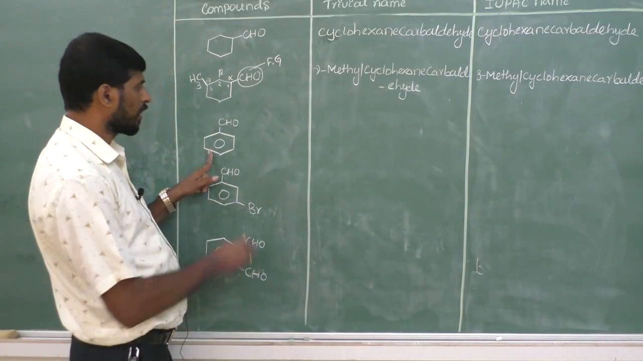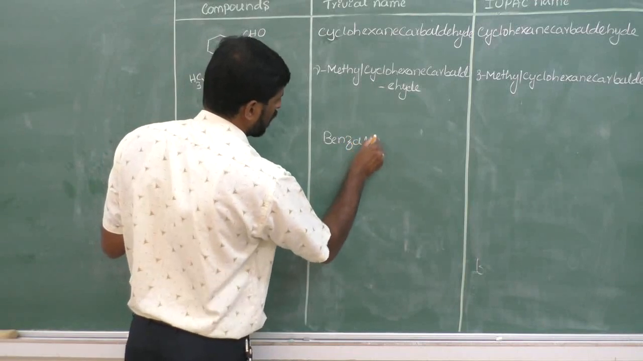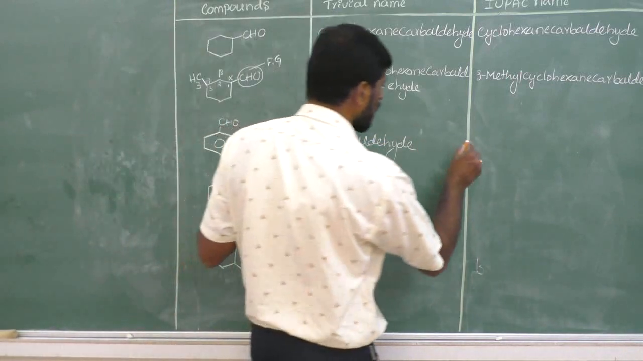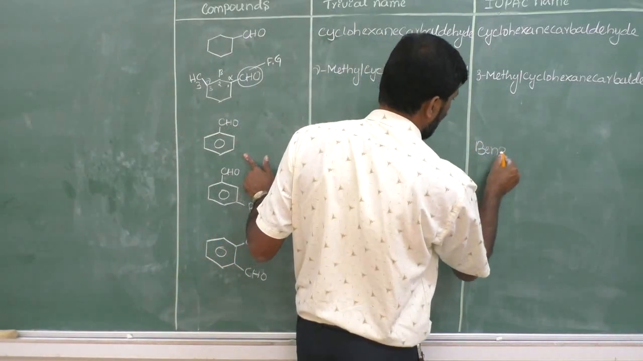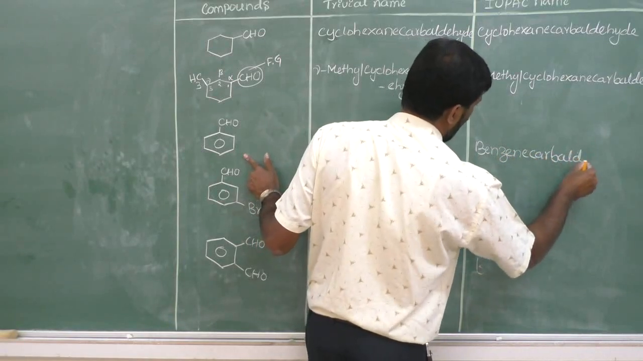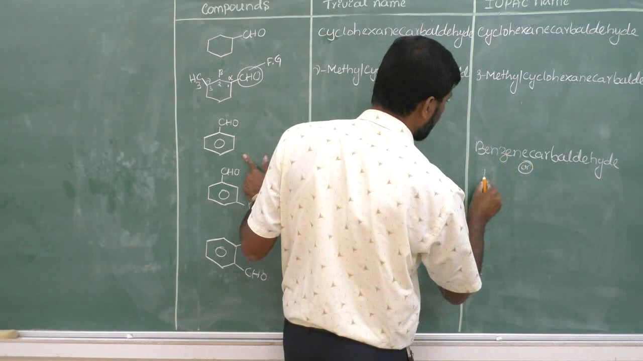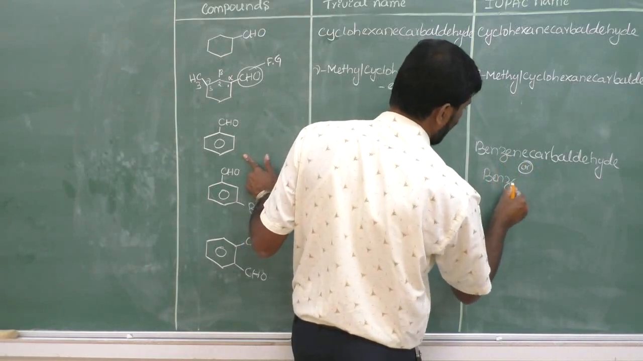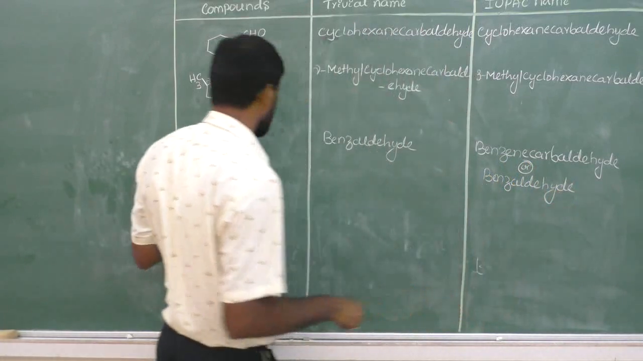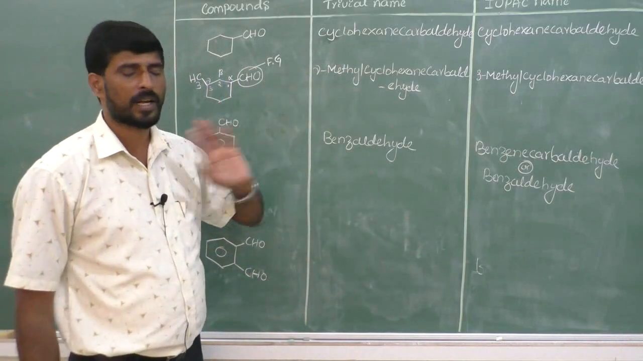Next, come to this. This is nothing but benzaldehyde. The common name is benzaldehyde. What is the IUPAC name? The IUPAC name is benzenecarbaldehyde, or because of its popularity, it is also called benzaldehyde. If it is asked, either you can write benzenecarbaldehyde or you can write benzaldehyde.